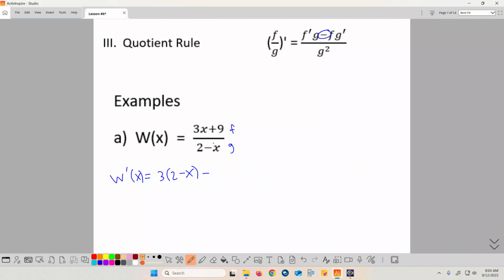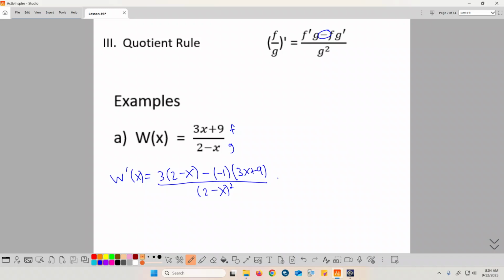So what is the derivative of the bottom? The derivative of the bottom here looks like it's just going to be -1. So I'm going to put a -1. The reason for that is the derivative of 2 is 0, and then the derivative of -x is -1. We want to multiply this by f, which is 3x plus 9. And remember that the denominator would just be g squared. So that would be (2 minus x) squared.